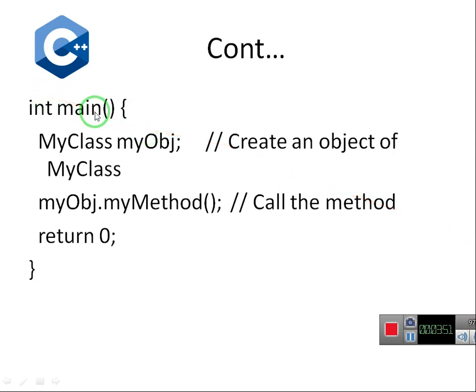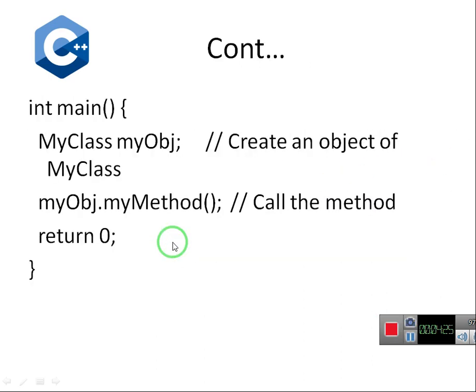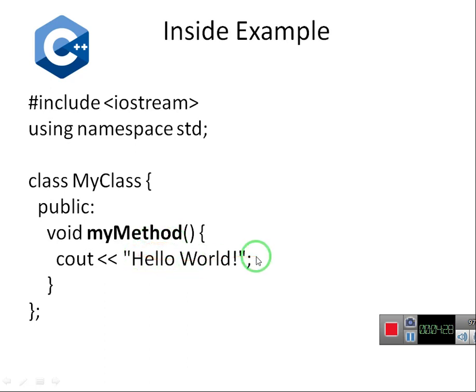Okay, now we are coming to the main, integer main. Here is my class name and here is my object. To create my object, we write the class name. Here, myObj dot myMethod. Now here we are calling that method, and now return 0. So that method will be called here, and what is the statement inside my method? This hello world will be printed out.